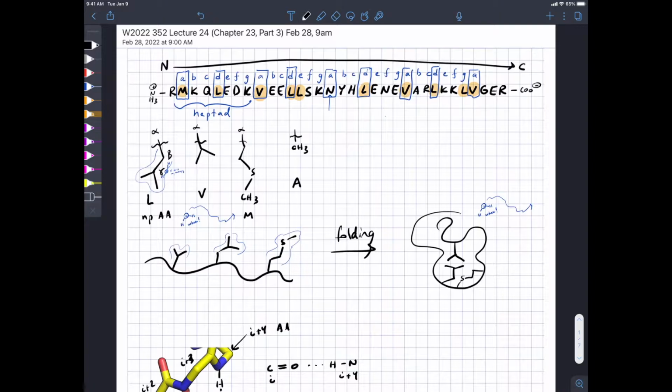So today we're going to finish up our discussion on the relationship between sequence and structure and function, and then we'll also talk about how you make peptides and proteins chemically in the lab.